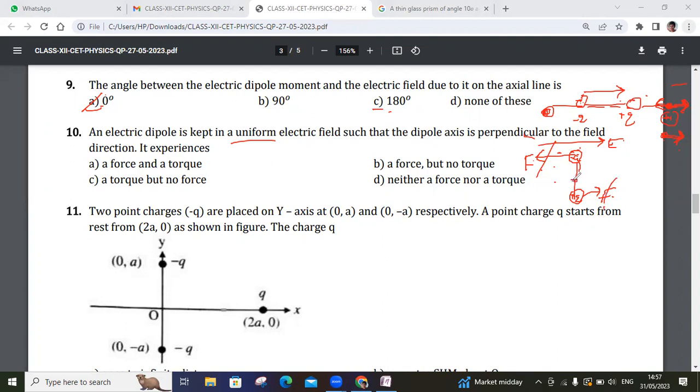But the net torque: this force will tend to move the system anticlockwise, and this also will tend to move the system anticlockwise. So the net torque will be anticlockwise. So there will be a torque, but no force. So it experiences a torque, but no force. Then the 11th one.